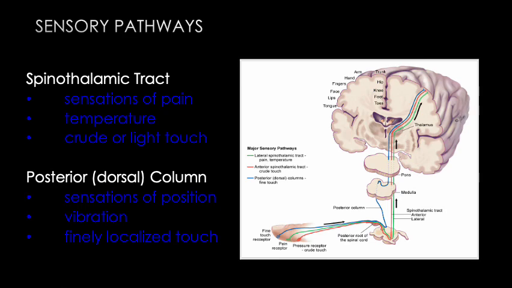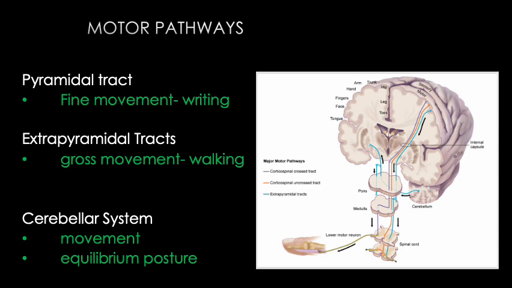This slide is a review of the previous slide, but helps you organize it within the two different tracts. This will become important as we learn, in the objective section of this lecture, how to examine for spinothalamic and dorsal column tracts. You also see the motor pathways of the pyramidal tract, which is your ability to write and make fine movements, and the extrapyramidal tracts, which are more gross motor, like walking, jumping, and running. And again, the word cerebellum has two L's, for balance, movement, equilibrium, and posture.